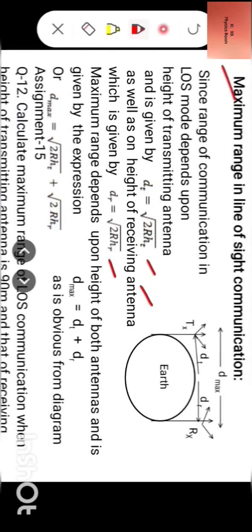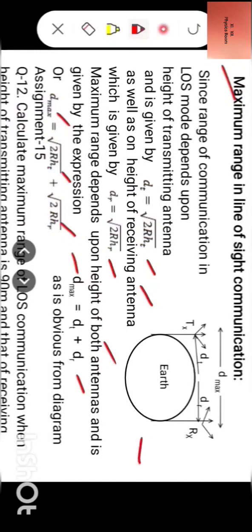Now, maximum range in line of sight mode depends upon height of both antennas and is given by the expression d max is equal to dt plus dr, or we can write d max is equal to under root 2 rht plus under root 2 rhr, as is obvious from diagram.